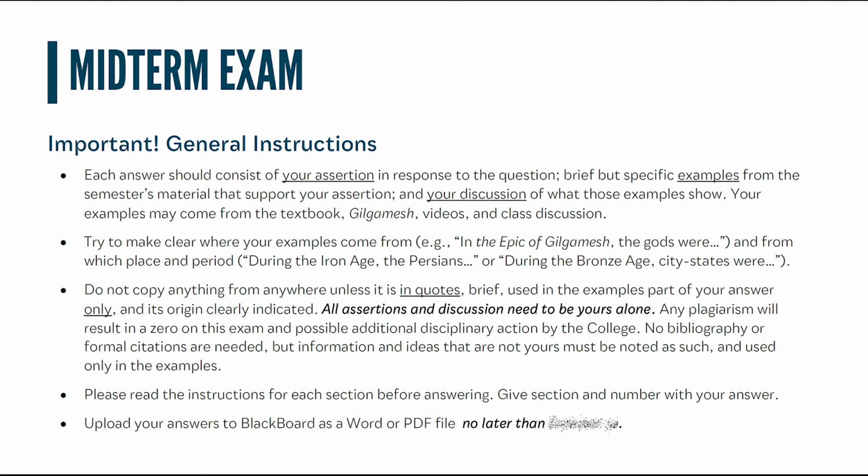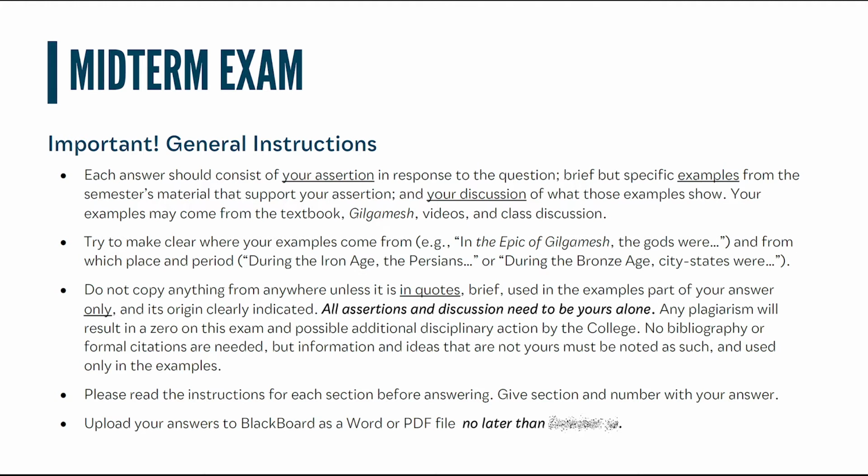Each section where you write out a written response, where there's a paragraph or more, you're giving the response to your answer. You need to give an assertion. You need to specify brief but specific examples. And then you give your discussion. So your responses are in these 3 sections: an assertion, brief but specific examples, and then your discussion, which is the most important part, showing how these examples give us insight, tell us about the ancient world.